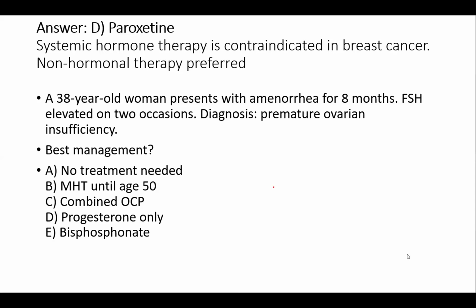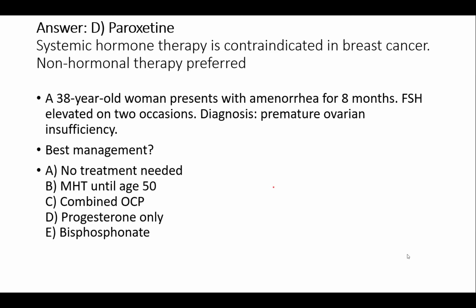See, when do you check FSH? If a 50-year-old lady comes with menopausal symptoms, will you check FSH? No, right? Only for a young lady who comes, then only you check FSH. So here they have given that FSH is elevated on 2 occasions. That means the diagnosis is premature ovarian failure.